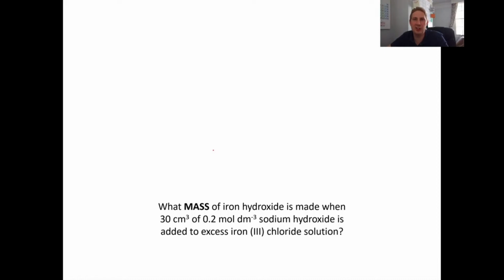So here's a question that I hope you can all do. What mass of iron(II) hydroxide is made when 30 cm³ of 0.2 mol/dm³ sodium hydroxide is added to excess iron(III) chloride solution? I'll give you the equation there. So iron chloride aqueous plus 3 lots of sodium hydroxide forms iron hydroxide solid, a precipitate, and hopefully you know the colour of that from GCSE, and 3 lots of sodium chloride. Have a think, pause the video, and then I'll give you the answer.